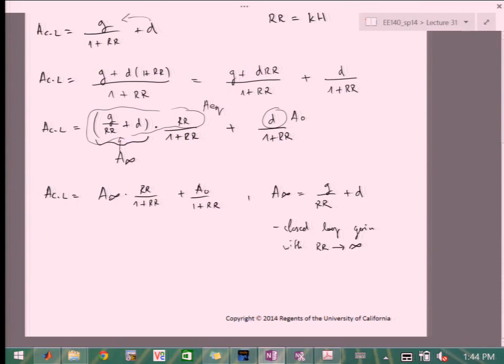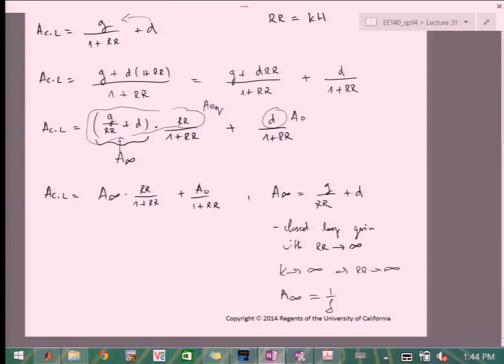So if the return ratio goes to infinity in the loop, then the loop has ideal feedback, right? For example, you have an ideal op-amp in the loop. So this also happens with K going to infinity, which means that RR goes to infinity. Right. A is essentially 1 over F.